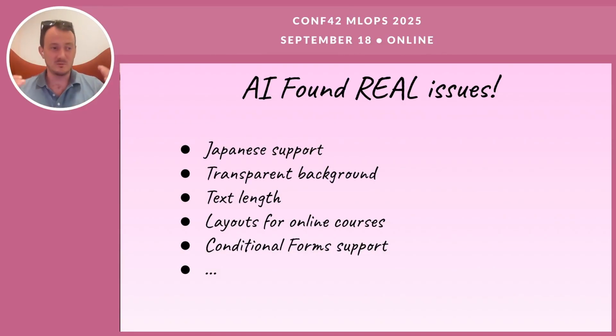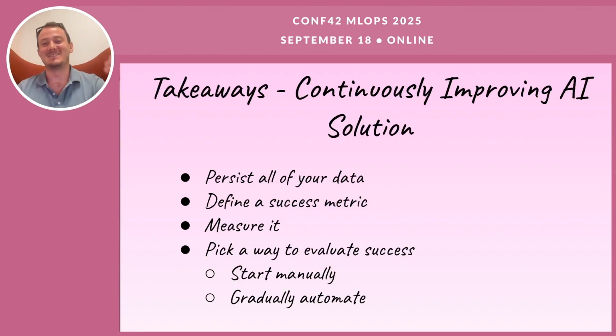So first, you would want to persist the data with all the details, get some sort of automation to scan this data on a repetitive basis, and use AI to get insights. This is exactly the takeaway. Persist your data, define a success metric, measure the success metric, and then pick a way to evaluate success. Always start manually, always start simple. And only once you fine tune the metric and the data and everything works, then you can move to the more automatic stuff. And also you leverage AI for your needs.